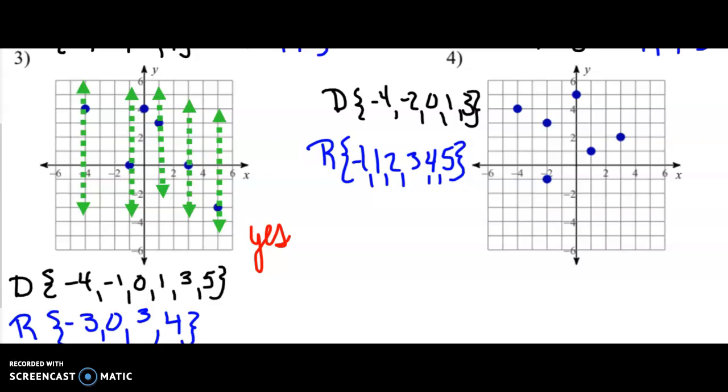Now, looking again at my vertical line test, if I draw a line right here, guess what? It crosses more than 1 point at a time. So the answer for this one is no, it is not a function.